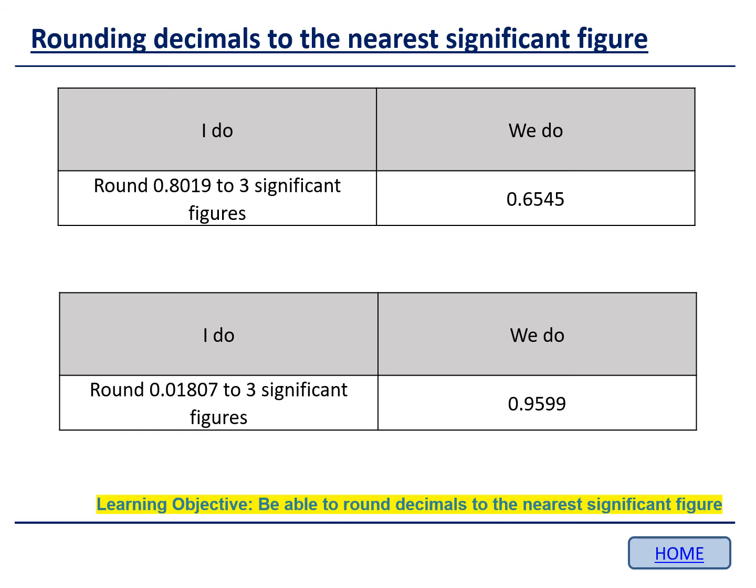Okay, I think we're on our last couple here. So I do, 3 significant figures. So missing the 0, we've got 1, 2, 3. So the third one is the 1. We see there's a 9, so we know that's going to round up. So this is going to be 0.802. Yep, 2, because that 9 took it up to 2 thousandths. Okay, onto the we do. Have a go.